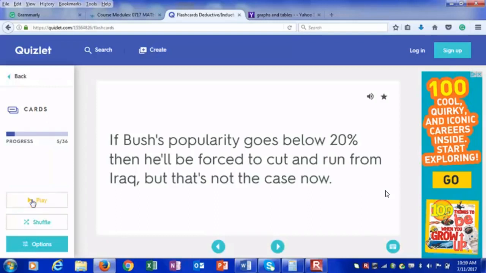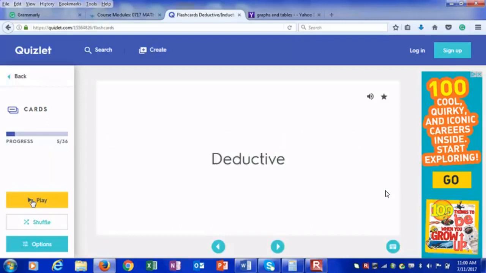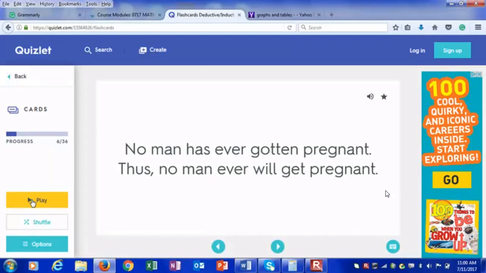The next one. If Bush's popularity goes below 20%, then he'll be forced to cut and run from Iraq. But that's not the case now. Is this based on a pattern, or is this based on logic? Do you see a pattern in this sentence? If you don't see a pattern, then do you see logic in this sentence? I do. I see it as deductive reasoning. And it is deductive. Let's keep going.